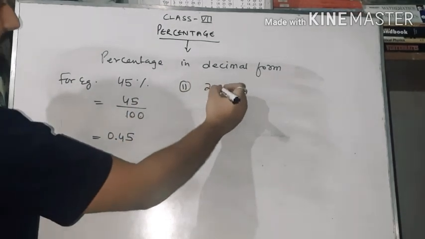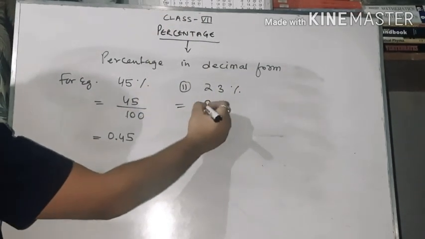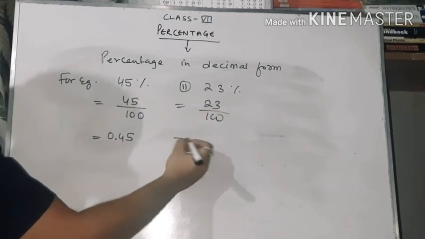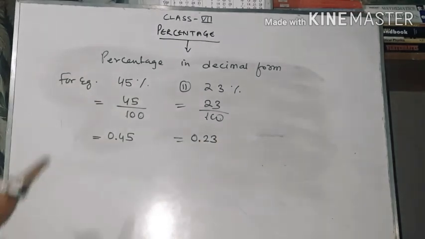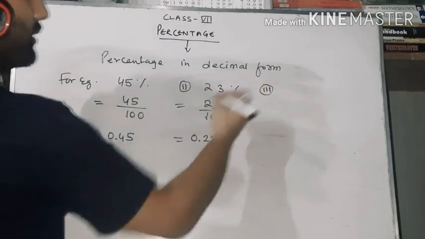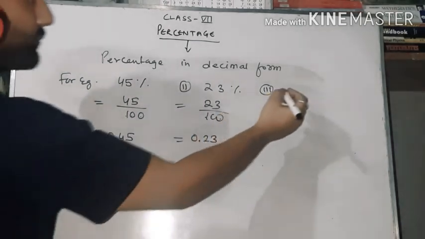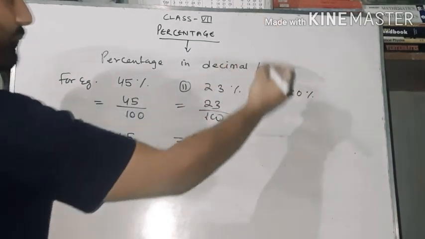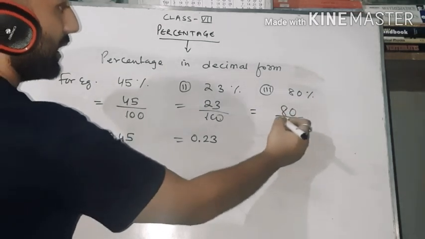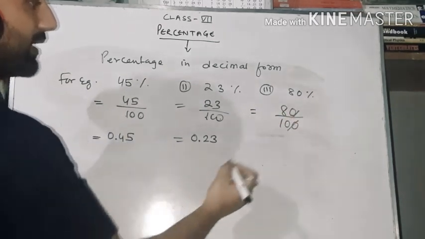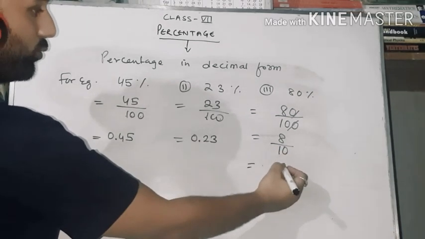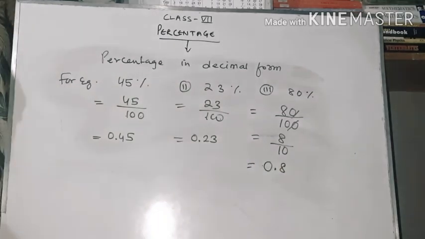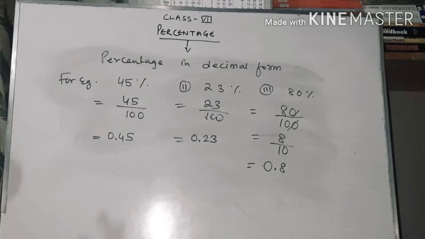Let's take one more example. Suppose I have 23%. It means it is 23 out of 100. So it means two places, then the point. Are we clear? Next, suppose I have 80%. It means 80 by 100. So this 0 can get cancelled, and we have 8 out of 10. It means 1 place, then the point. If we don't have any number, we can put 0. So it is 0.8. This is how we convert a percentage to decimal form.